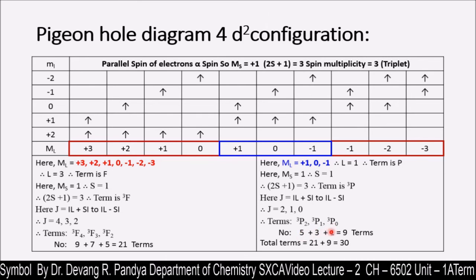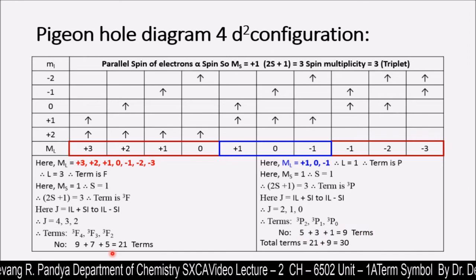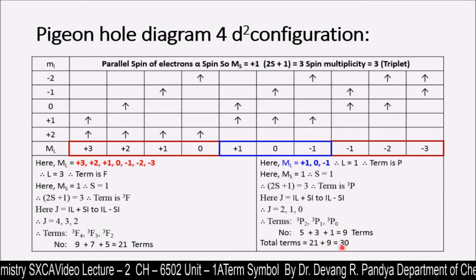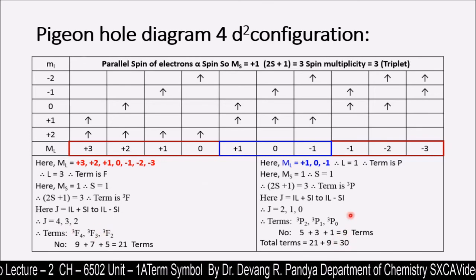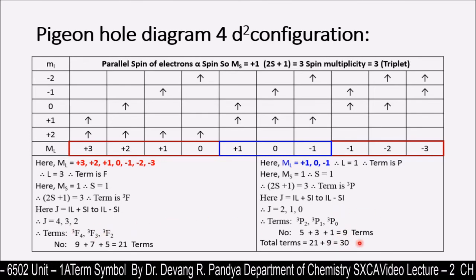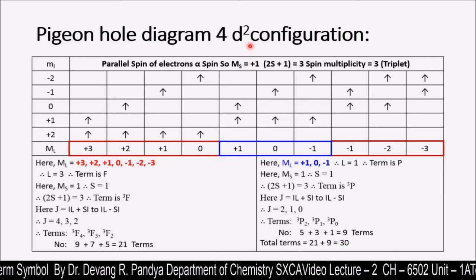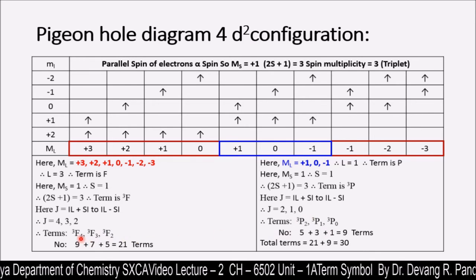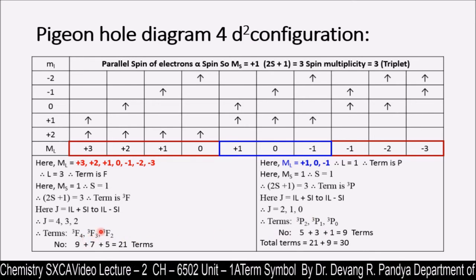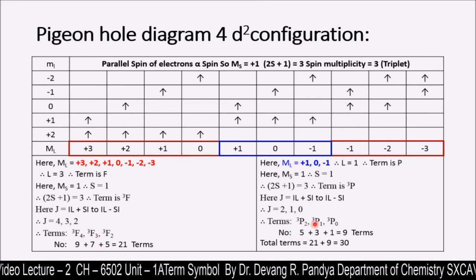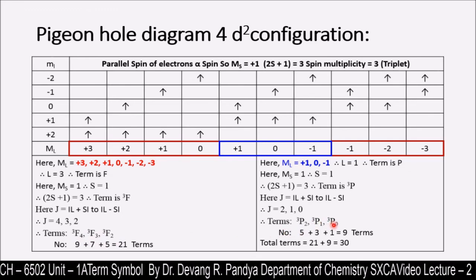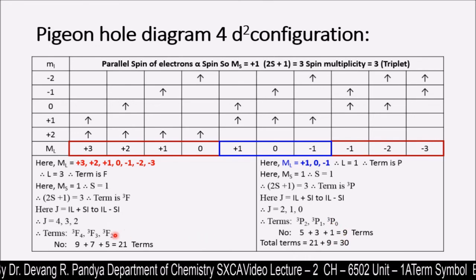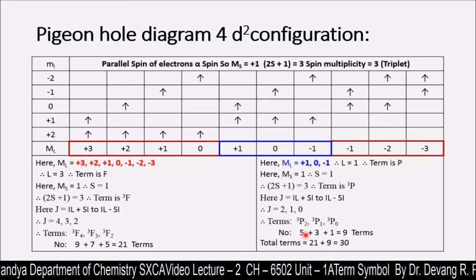So 5 plus 3 plus 1, total 9 microstates would be there. 21 is over here, 9 is over here, so 21 plus 9, total 30 microstates have these 6 term symbols. 30 microstates of the d2 configuration should be assigned these 6 term symbols, that is triplet F4, triplet F3, triplet F2, triplet P2, triplet P1 and triplet P0. So out of 45, 30 microstates are assigned these 6 term symbols.